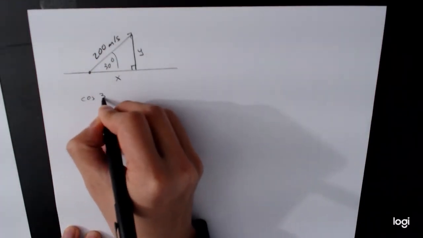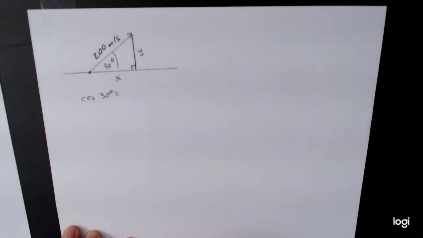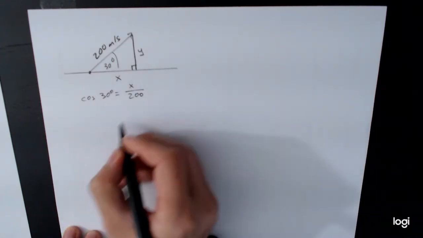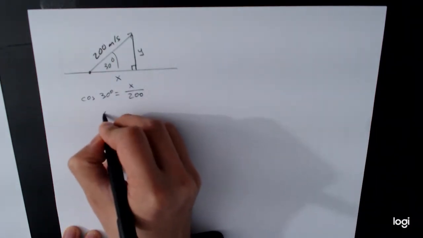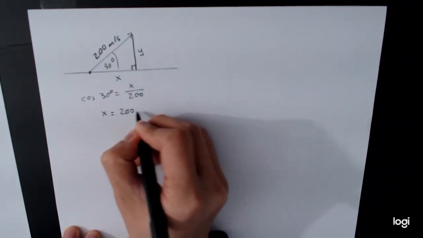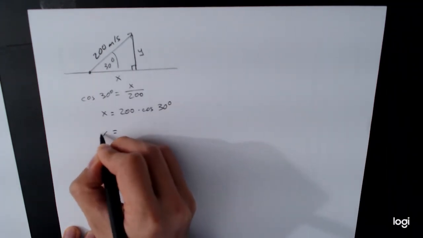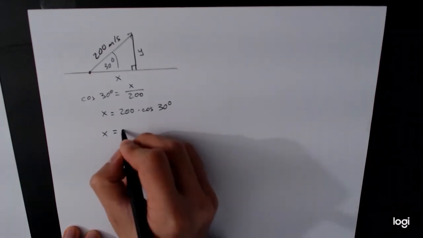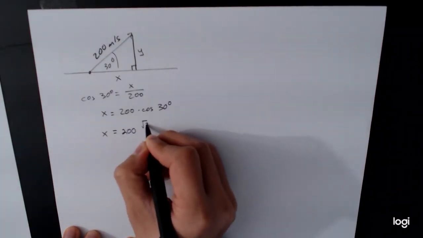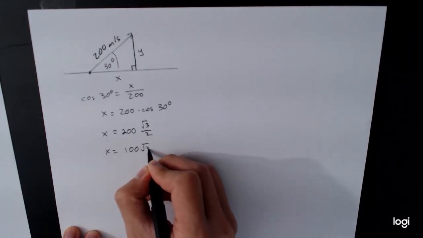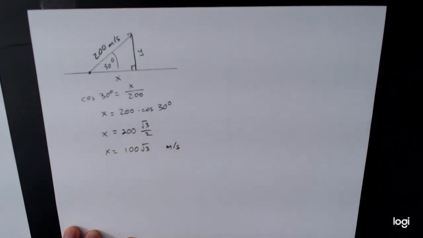Cosine of 30 degrees is equal to, cosine is adjacent over hypotenuse, X over 200. We can solve this for X by multiplying both sides by 200. X is 200 times cosine of 30 degrees. And in fact, we know exactly what cosine of 30 degrees is. Cosine of 30 degrees is root 3 over 2. And so X is equal to 100 times the square root of 3, and the units are meters per second.